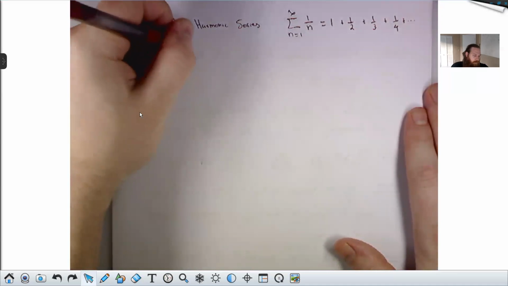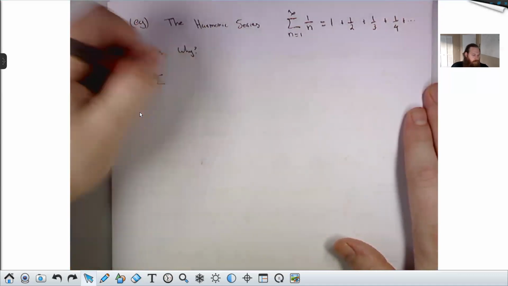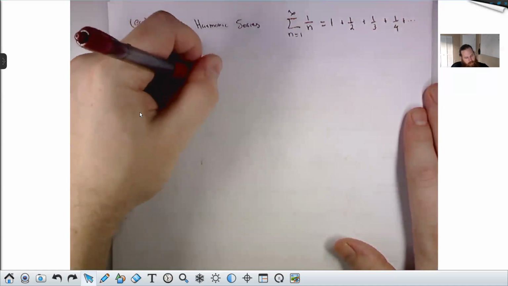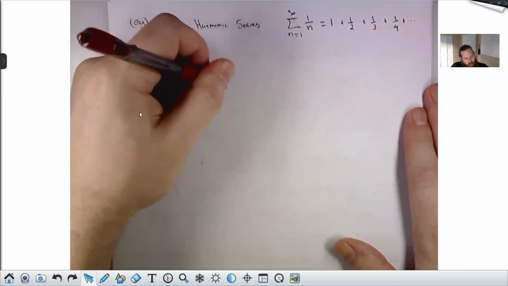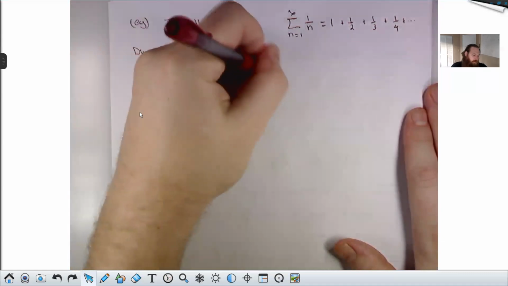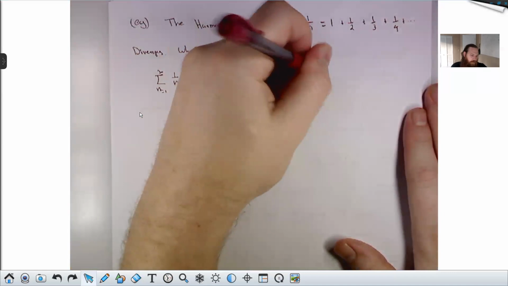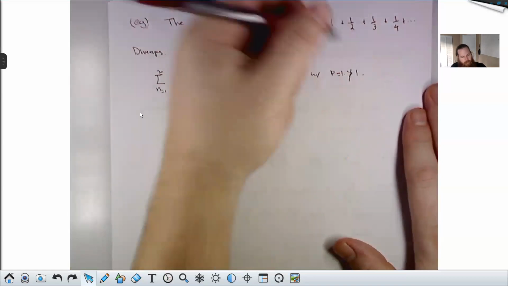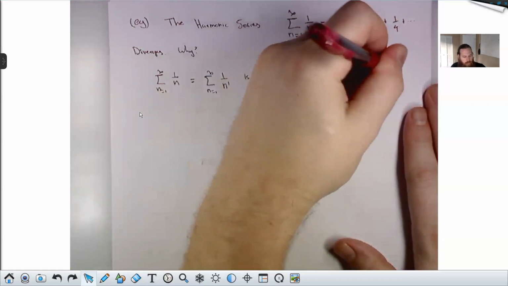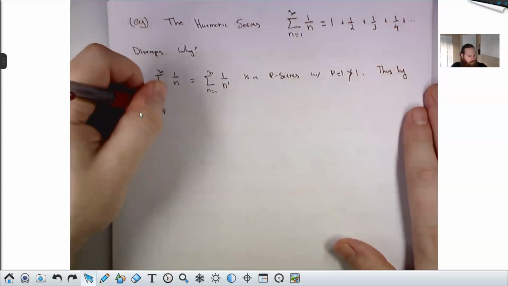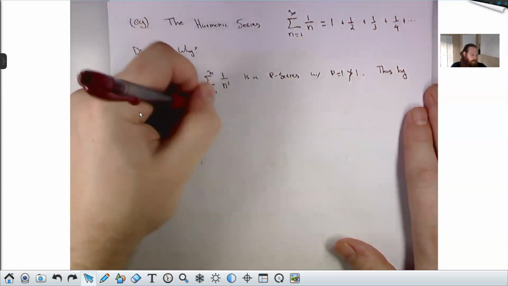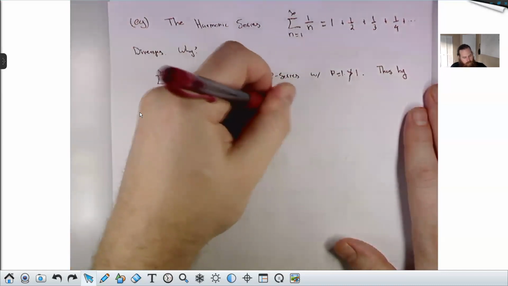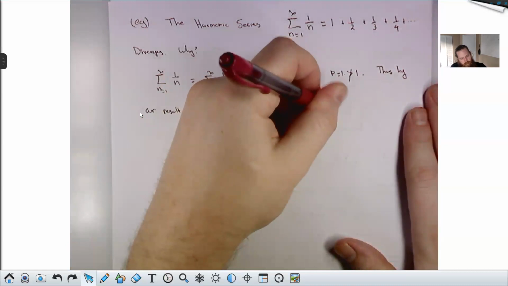Why? Because sigma 1 over n summed from 1 to infinity is sigma n from 1 to infinity 1 over n to the 1, a p-series with p equal to 1, which is not greater than 1. Thus, by our result on p-series, the harmonic series diverges.